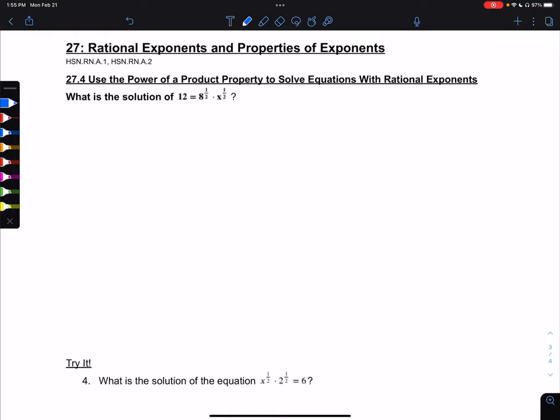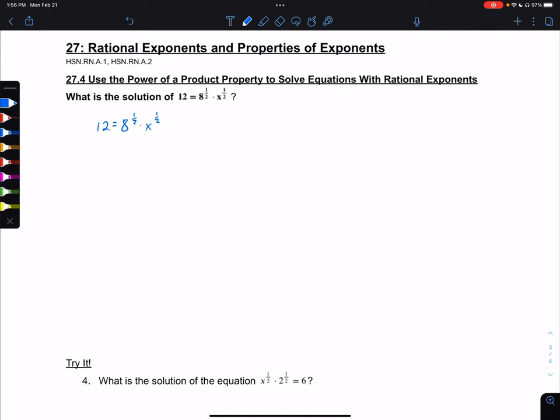Here we're going to look at topic 27, example 4. Use the power of a product property to solve equations with rational exponents. The question is, what is the solution of 12 equals 8 to the 1/2 power times x to the 1/2 power? So this problem's a little bit different than what we were doing in the previous couple examples.